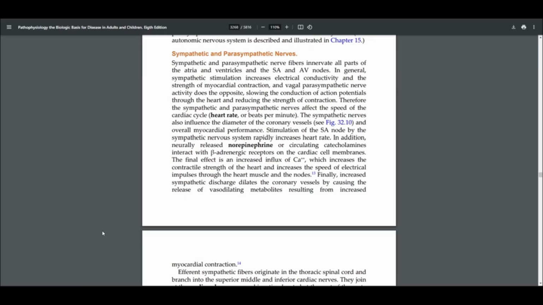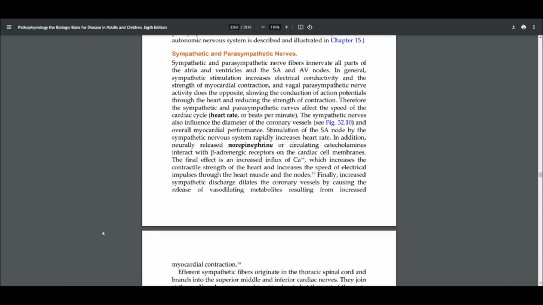In general, sympathetic stimulation increases electrical conductivity and the strength of myocardial contraction, and vagal parasympathetic nerve activity does the opposite, slowing the conduction of action potentials through the heart and reducing the strength of contraction. Therefore, the sympathetic and parasympathetic nerves affect the speed of the cardiac cycle, your heart rate, and beats per minute.